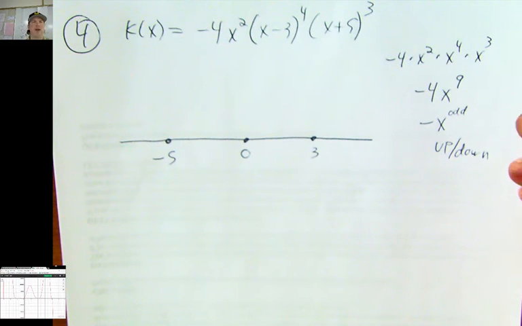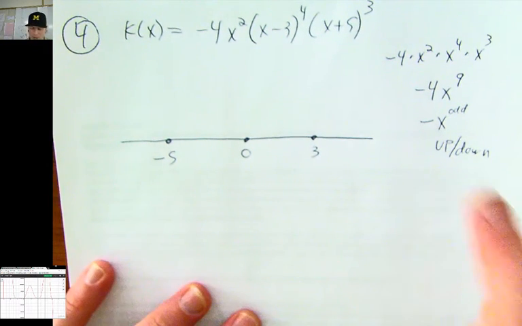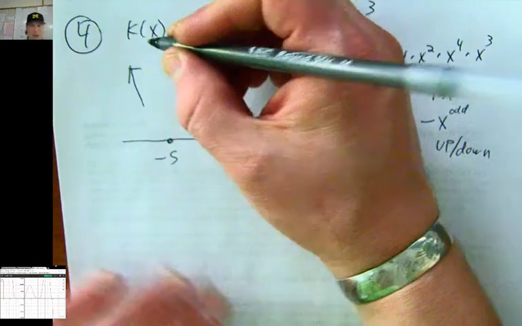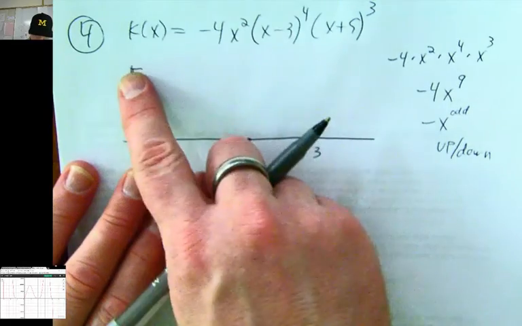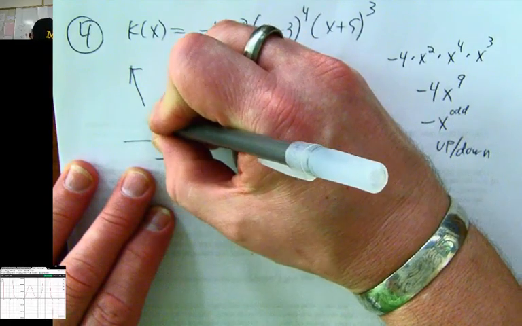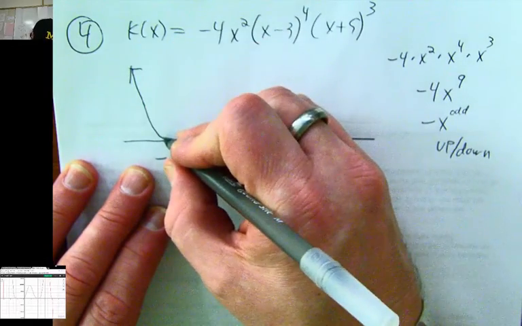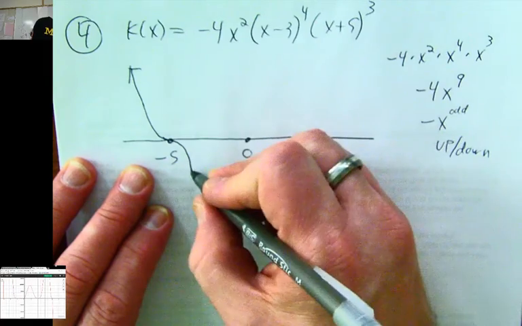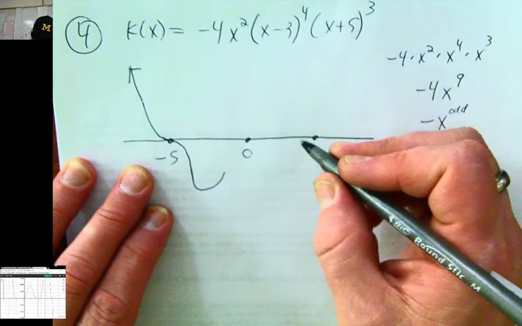I just have x to the even and x to the odd memorized, and then if it's negative, I think about the reflection of it. So up, down. So as it approaches -5, it's going to approach from the upward direction. At -5, it's a triple. That's an odd. That means it's going to do the slow down, pass through the x-intercept, and then take off again. Somewhere between -5 and 0, it's going to turn around.